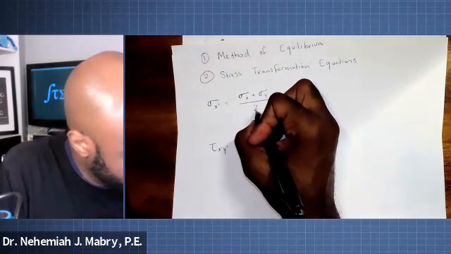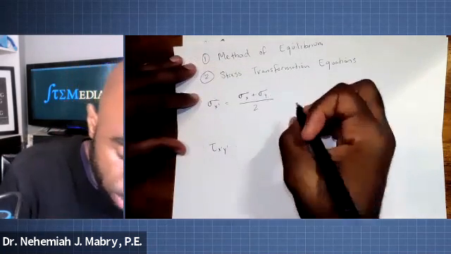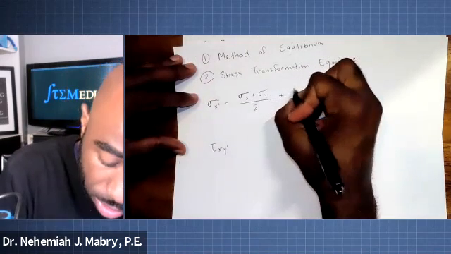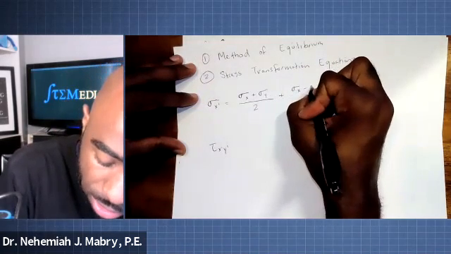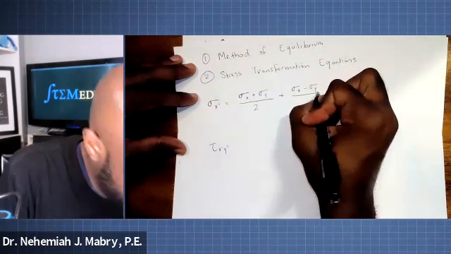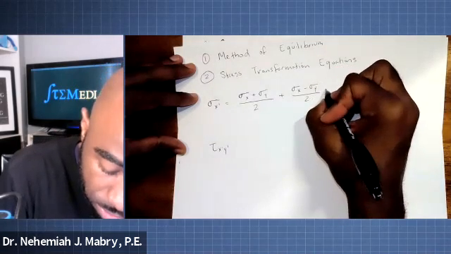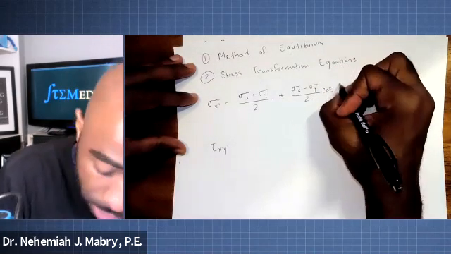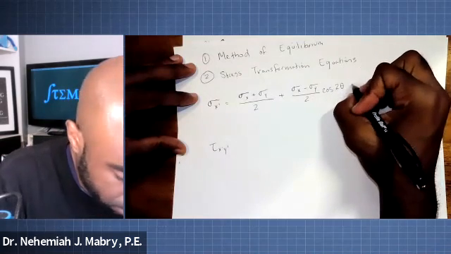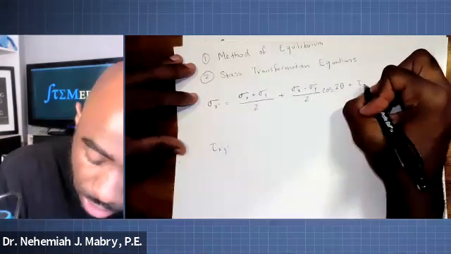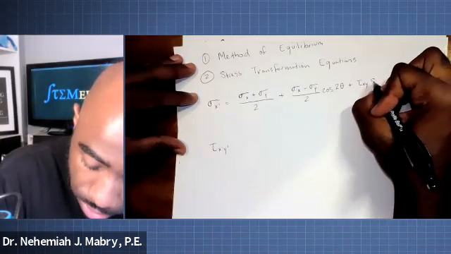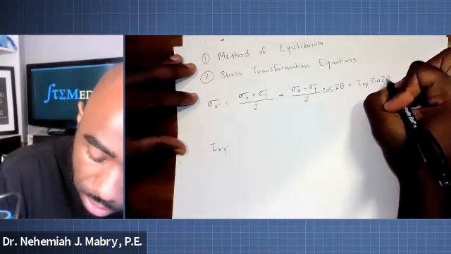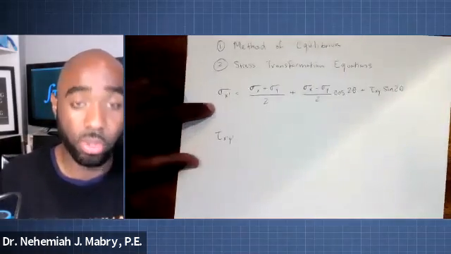It's right here in your book in section 9.2. You're going to add that to the sigma sub x minus the sigma sub y over 2. Multiply that by the cosine of 2 theta plus tau xy sine 2 theta. That's your equation for sigma sub x prime.